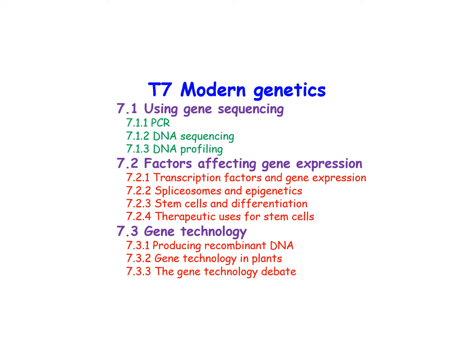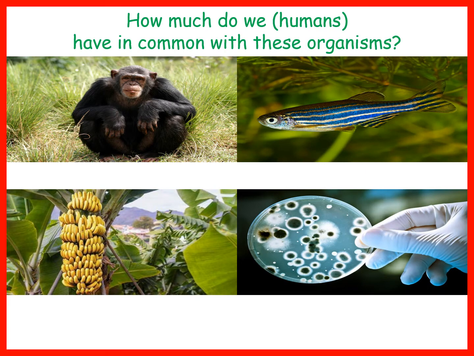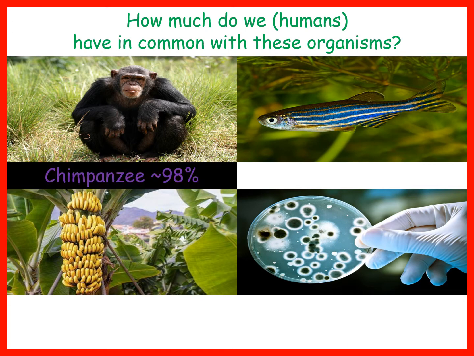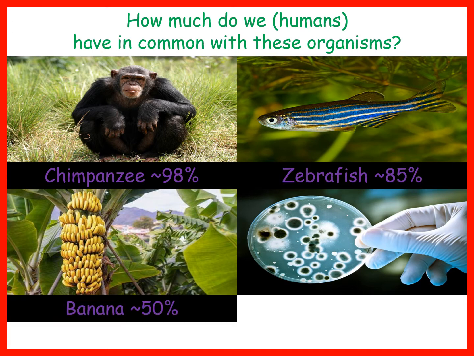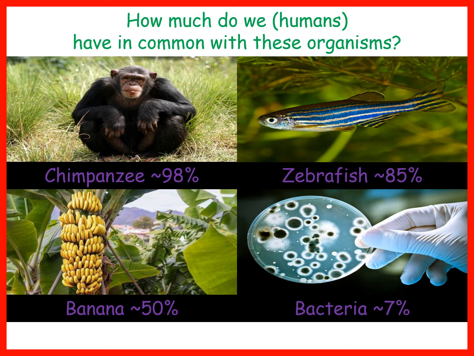Topic 7 Modern Genetics, 7.1 Using Gene Sequencing. How much do we as humans have in common with these organisms? With chimpanzees it is approximately 98%, with zebrafish approximately 85%, with bananas approximately 50%, and with bacteria approximately 7%.